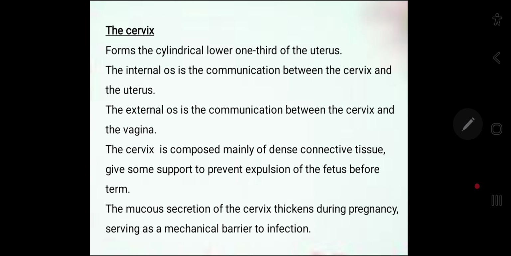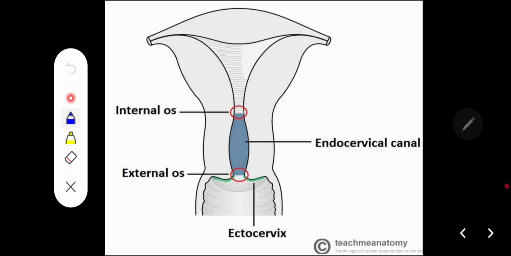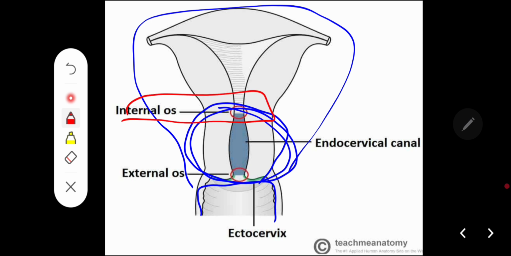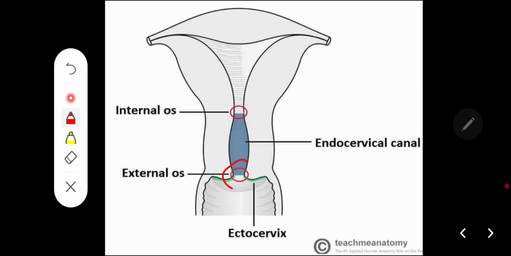At the cervical opening, there is a mucus secretion. This thickens during pregnancy and gives a mechanical barrier to infection. In this picture, this part is the vaginal canal and this is the uterus. This part of the uterus is called the uterine cervix, the lower part of the uterus. This internal os communicates between the uterine body and the cervix, while the external os communicates between the cervix and the vagina.